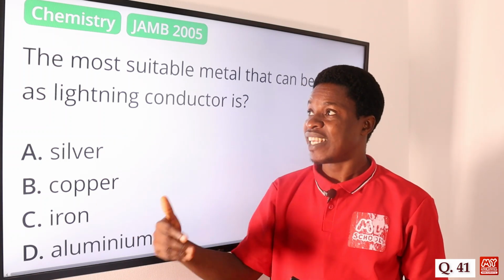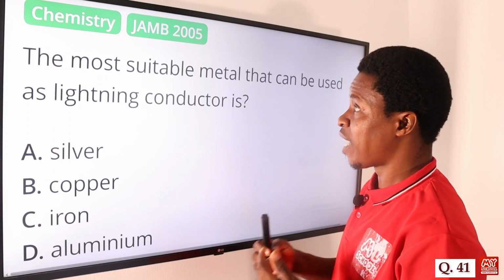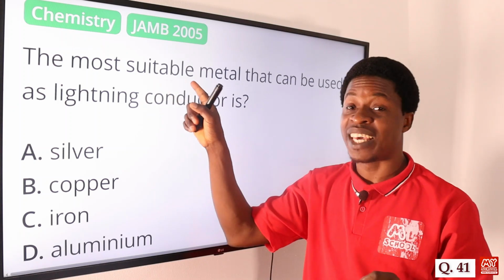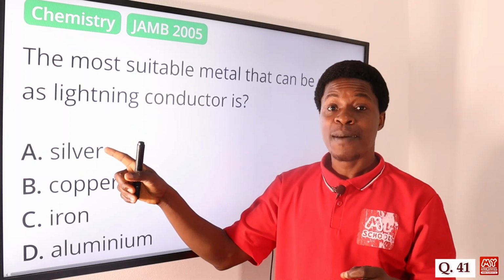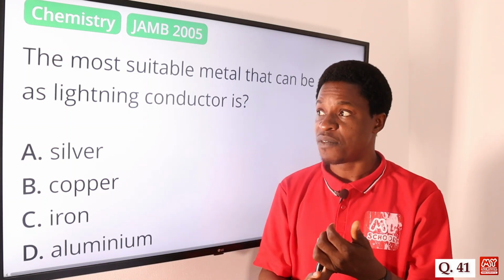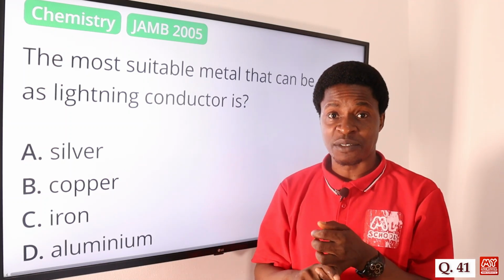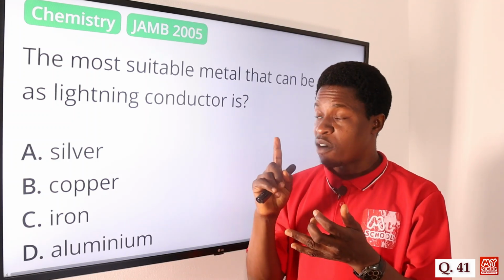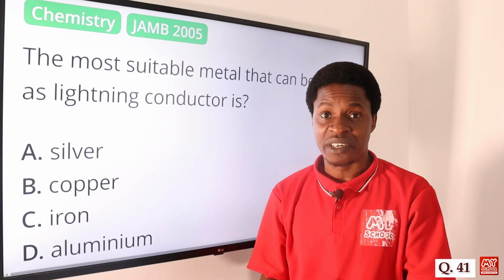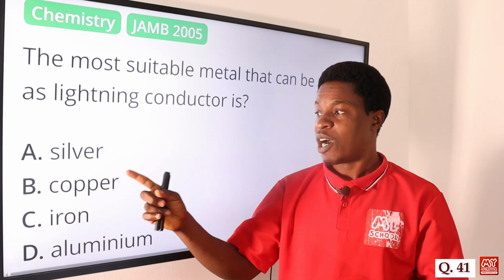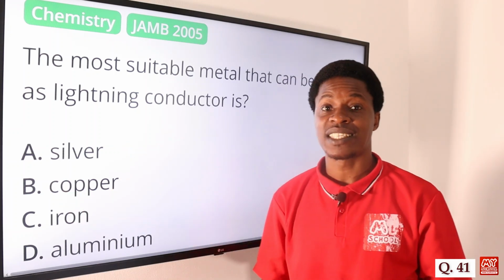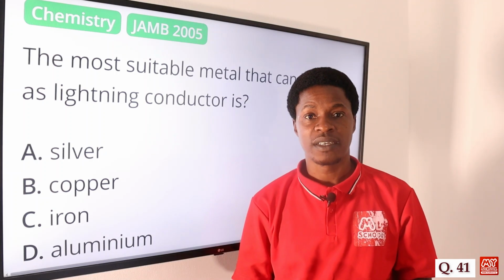So in lightning conductor, what can be used? The most suitable metal that can be used as lightning conductor. The most effective should be silver, but the most suitable, and it is effective as a lightning conductor in terms of conduction of heat, also in terms of affordability. Option B, which is copper, tends to be more suitable than that. So based on that, the correct answer is option B, copper.